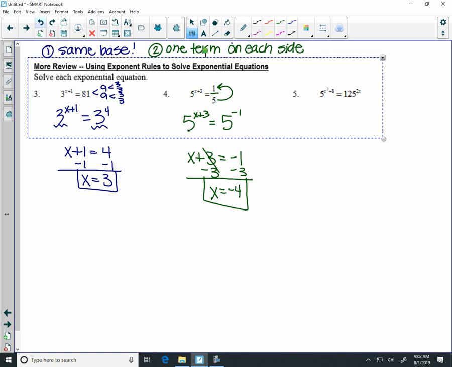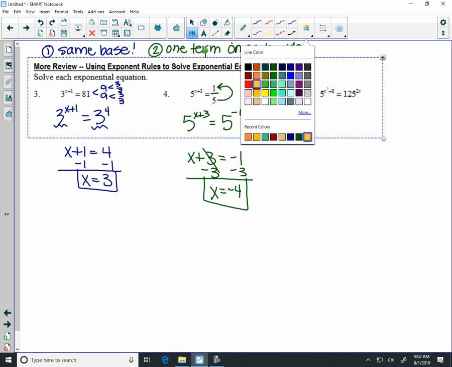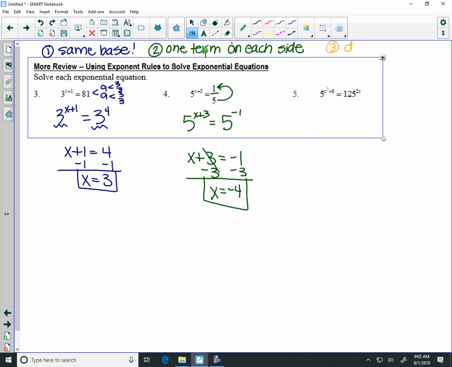So our flow here: same base, one term on each side. Get it down to a single term on each side, and it takes a little work. Like on number 7, it's going to take a little work, and on number 6. Once you have one term on each side, then you can drop your bases and solve.